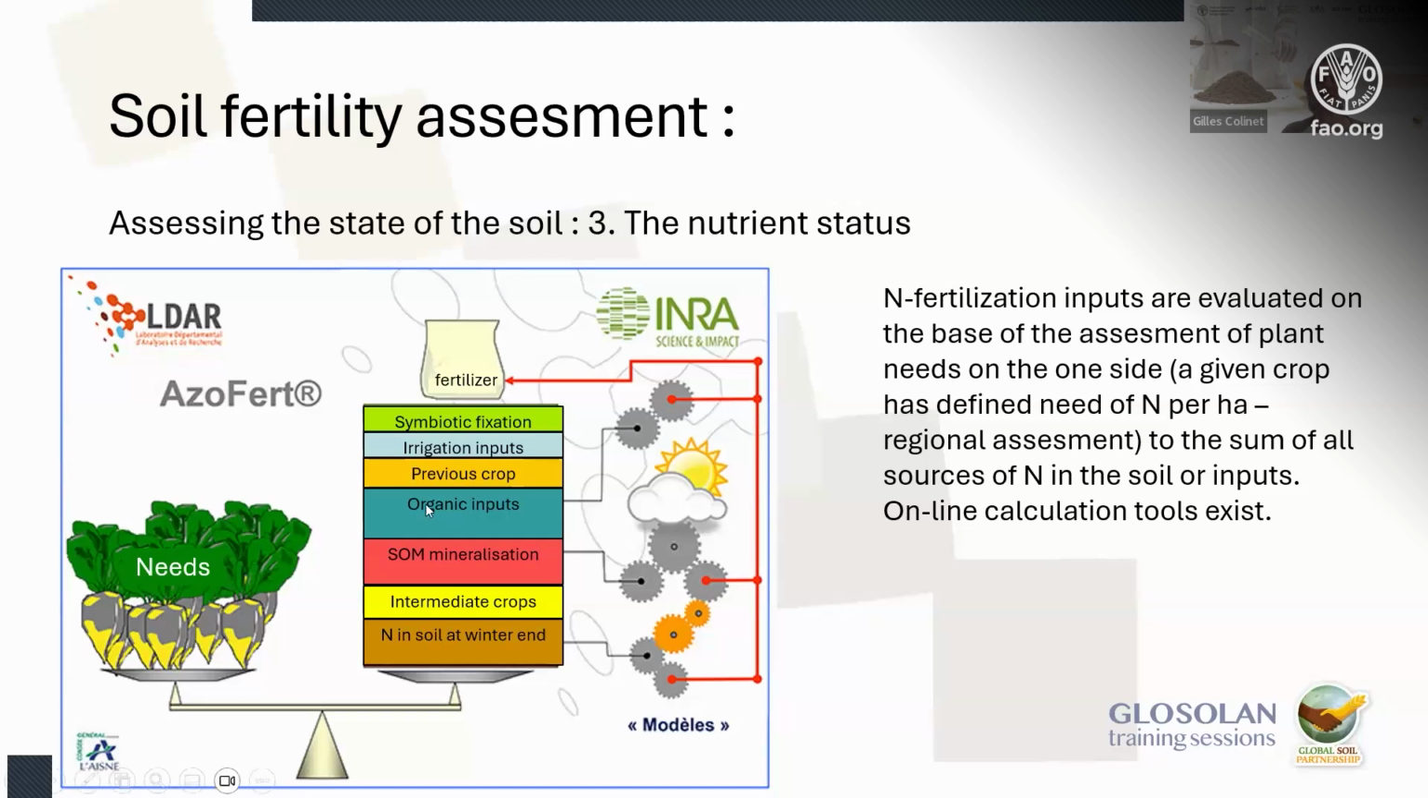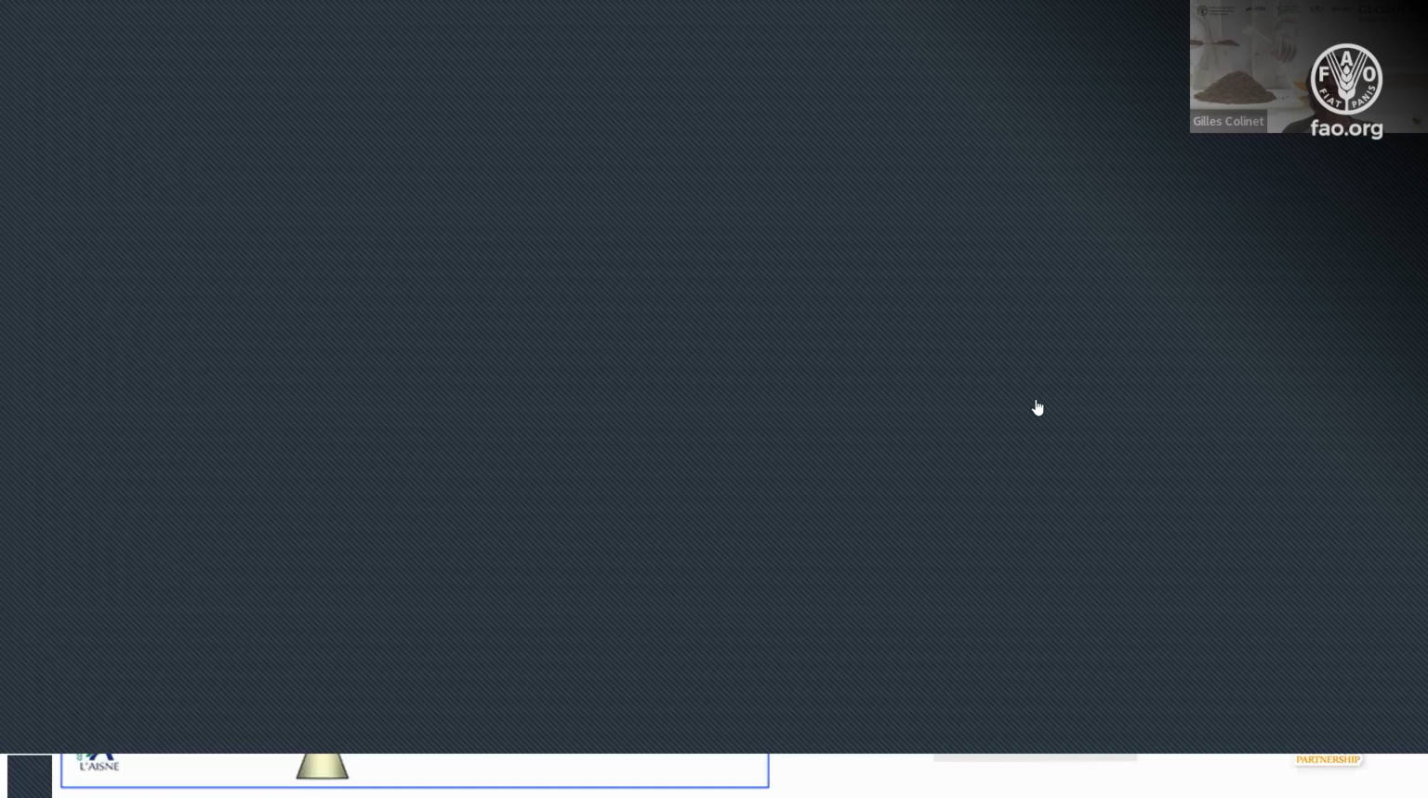And there's a calculation. There exist some tools online. This is an example. It's in French, but yeah. This is an example that we can find, and probably it exists in English somewhere.